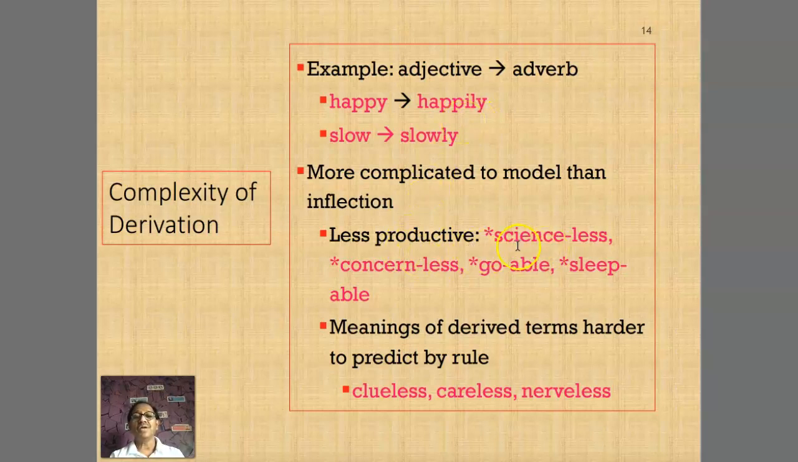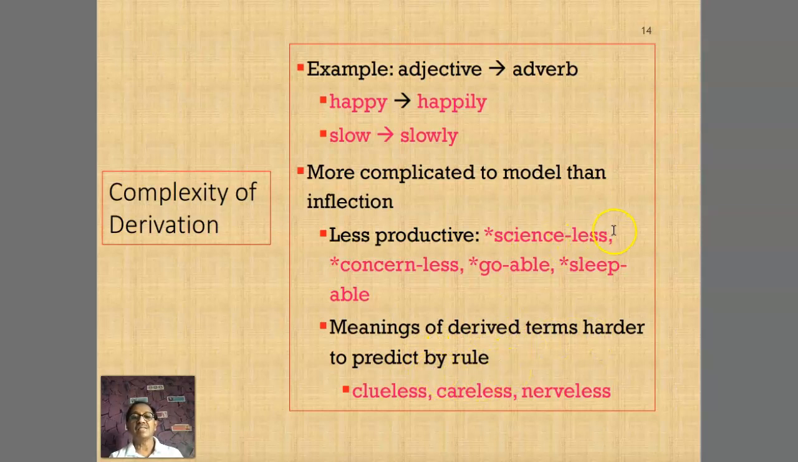How? You cannot add less to all the words. You cannot say scienceless, concernless, goable, or sleepable. Though able is added to words to make adjectives, you cannot add it everywhere. You can add less to many words, but you cannot add it to everything, right? So it's less productive.